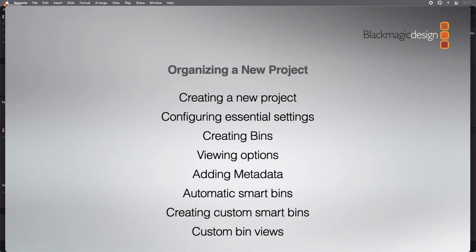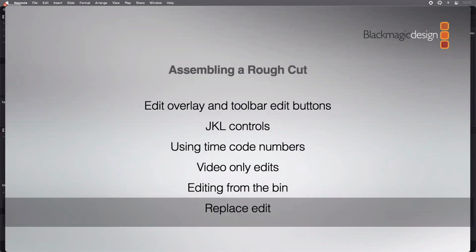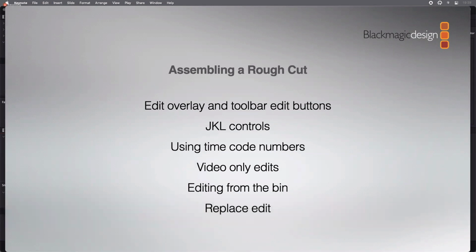We talked about working with bins, different viewing options, adding metadata, and working with smart bins, both automatic and custom smart bins. Finally, we talked about customizing your bin views. So that was changing the columns and so forth, for example. We're just going to wrap up this session today by taking on the next lesson. And the next lesson is assembling a rough cut.